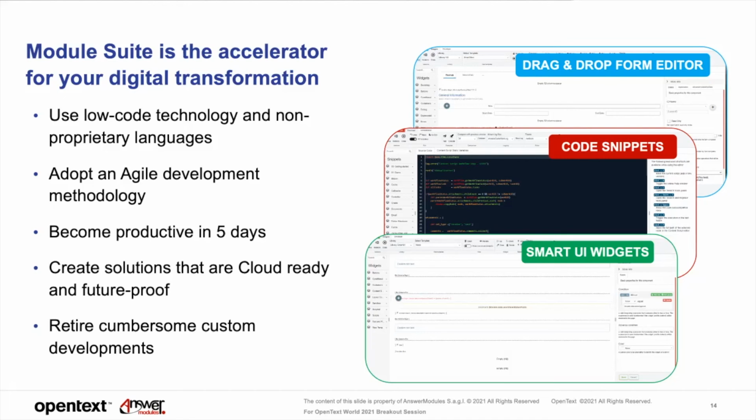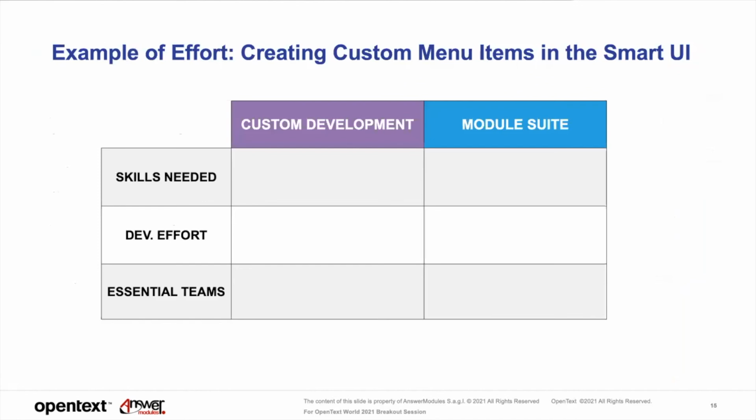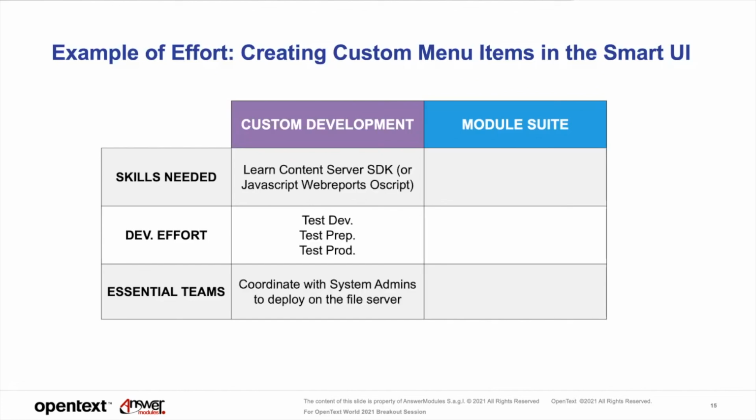But just to bring some evidence to this overall discussion on the accelerator part, I'd like to briefly discuss a quick example. It's a pretty common example of utilizing Module Suite, and that is creating custom menu items in the Smart UI. To create a custom menu item in the Smart UI using custom development the traditional way, you need to learn the SDK. You have the development efforts. You need to do test and dev, prod, prep, prod, etc. And you also need to coordinate with the system admins to actually deploy it once it's ready.